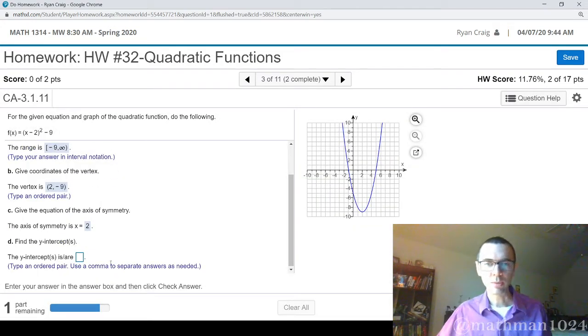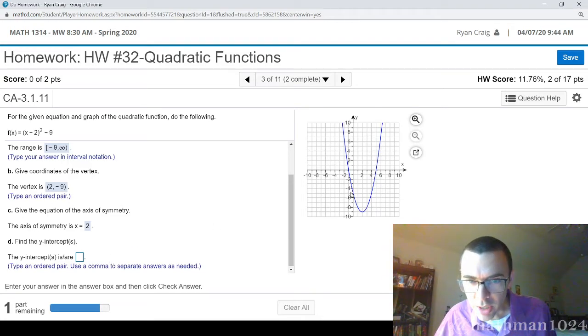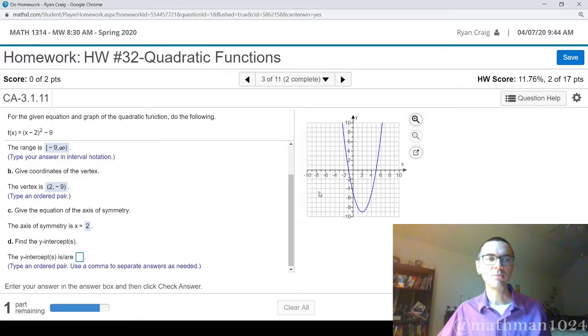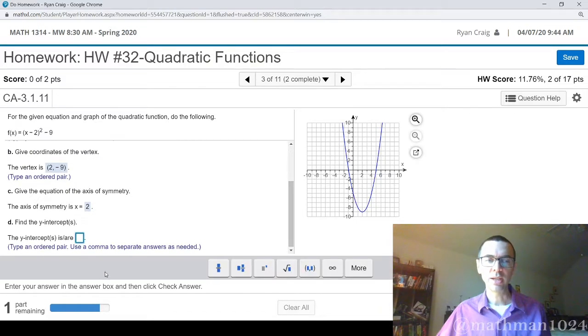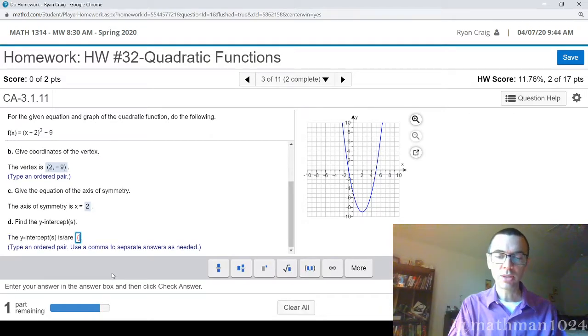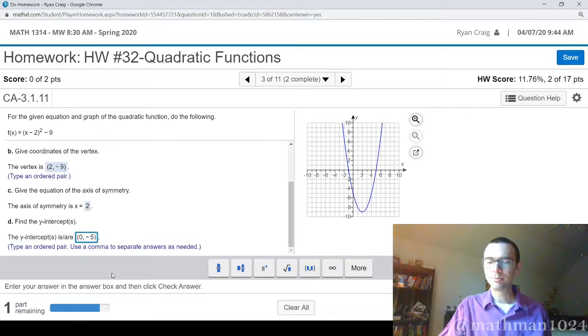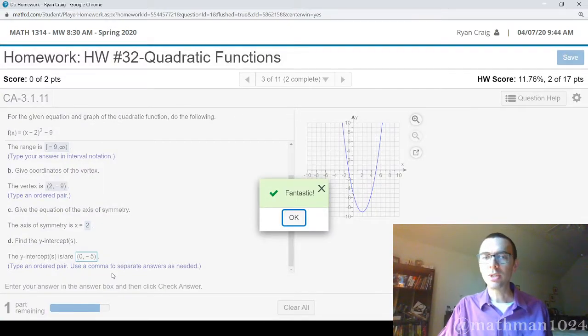The y-intercept. Well, you can zoom in here, and you can see that it's crossing right here at 0, negative 5. Even if you didn't know that, you could plug in 0 into the function. So 0 minus 2 is negative 2. Negative 2 squared is positive 4. And 4 minus 9 is negative 5. You must type in the ordered pair: 0, negative 5. If you just say negative 5, you're wrong, because the y-intercept is an ordered pair.